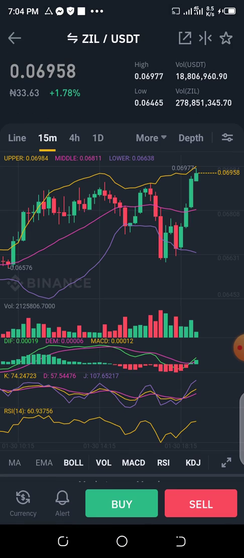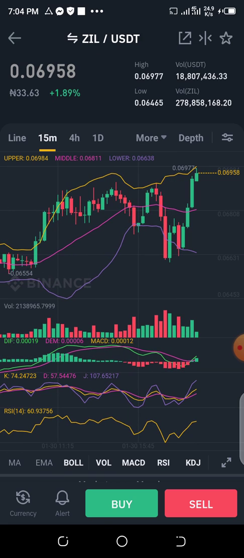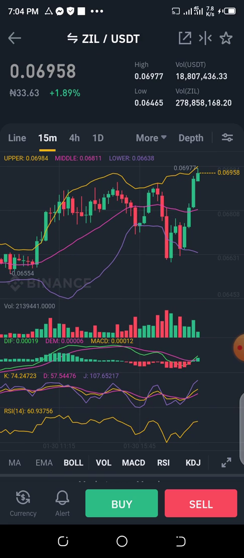Okay, so now we are here. Can you see ZIL here? ZIL is going bullish. So let me change it back to this, which is known as the Bollinger Band. Okay, another indicator is known as Bollinger Band. Let me explain this.